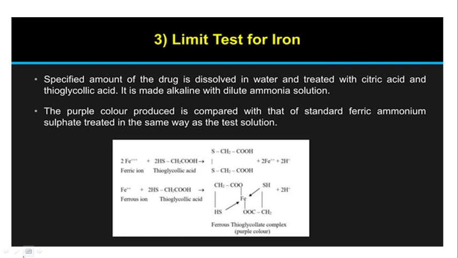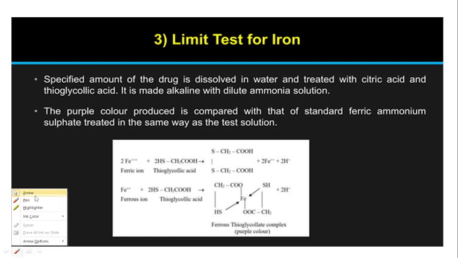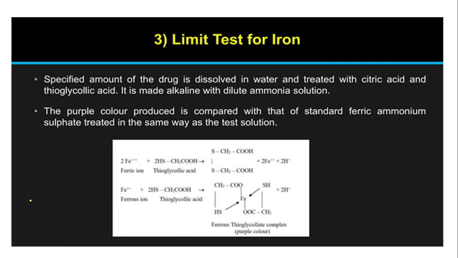Next is the limit test for iron. A specified amount of the drug is dissolved in water and treated with citric acid. Do you know in what kind of substance citric acid is found? Let me tell you, it is found basically in sour fruits and vegetables.